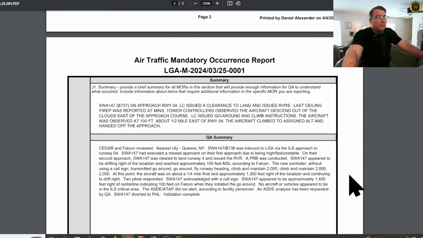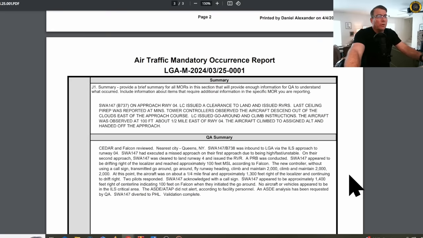Southwest Airlines 147 appeared to be drifting right of the localizer and reached approximately 100 feet mean sea level, according to Falcon, the automatic surveillance equipment. The new controller, I don't think they mean new as in newly hired. I think that means new as in they just had done a shift change. That's why we heard the voice change in the ATC audio tapes from live ATC from Victor.